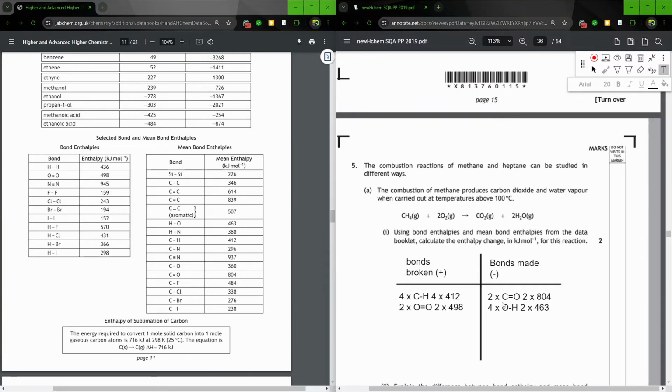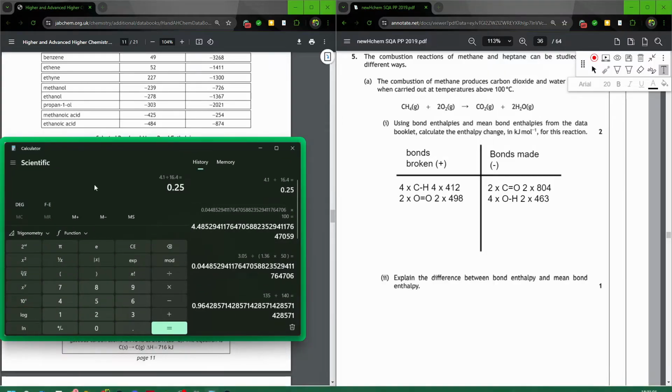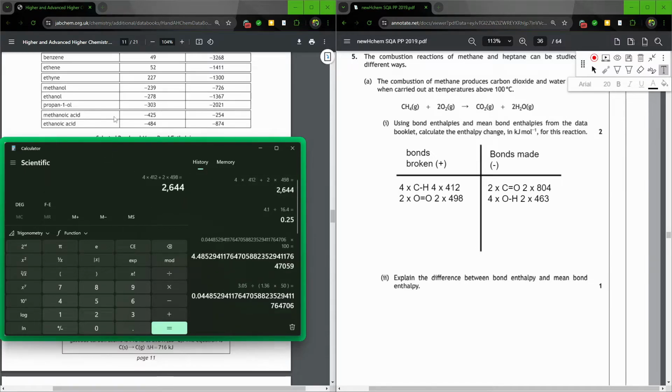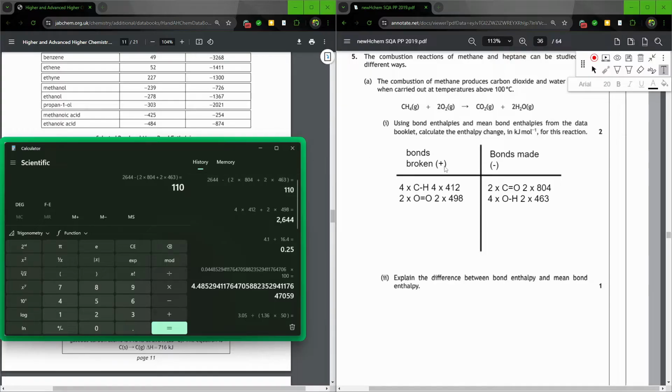Right. Now all you need to do is add these all together. So I'll start with 4 times 412 plus 2 times 498. That'll give us a total of 2,644. And then we're going to take away these, so let's put some brackets around 2 times 804 plus 2 times 463. We get, oh, did I just put 2 for both of them? Okay. Apologies for that. I was wondering why I was getting a silly answer.